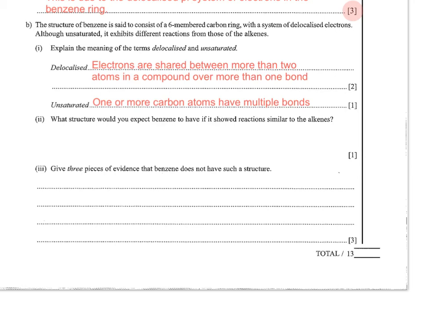Then it says, what structure would you expect benzene to have if it showed reactions similar to the alkenes? So it's exactly the same as before, but what they're testing out is whether you fall into the trap of writing out a single carbon-carbon double bond. So it's not an ethene molecule we're talking about, it's what structure would you expect benzene to have? Because benzene is C6H6, you have to write out something that is C6H6, but also has carbon-carbon double bonds. So even though you may have drawn this structure once already in the answer, they're asking for it in a different context here.